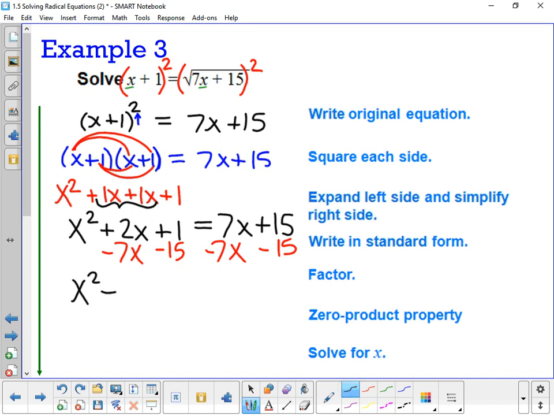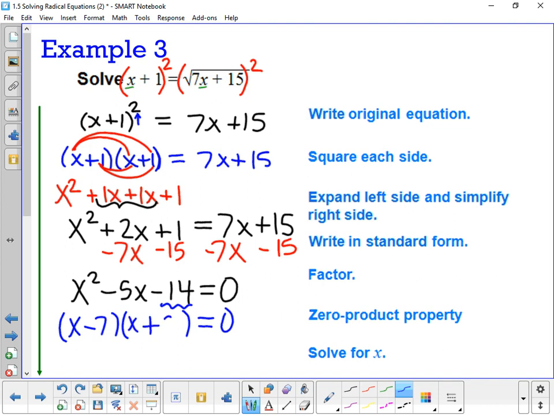So we have x squared minus 5x minus 14 is equal to 0. And this is factorable. We're thinking of factors of negative 14. We want them to add up to negative 5, so x minus 7, x plus 2 are our two factors, and the zero product property tells us that we have two potential solutions here. Our first one is x equals 7.